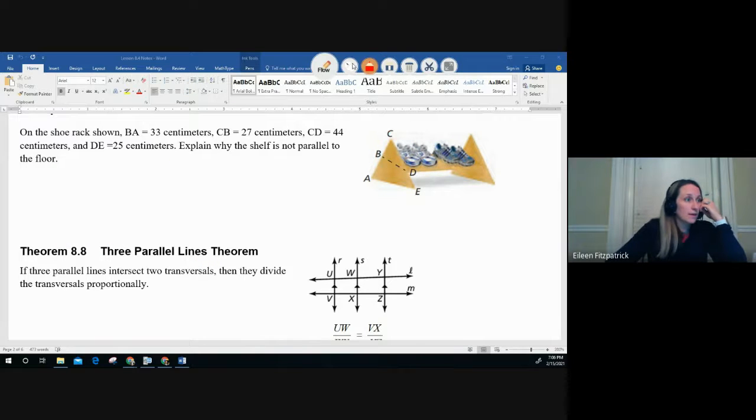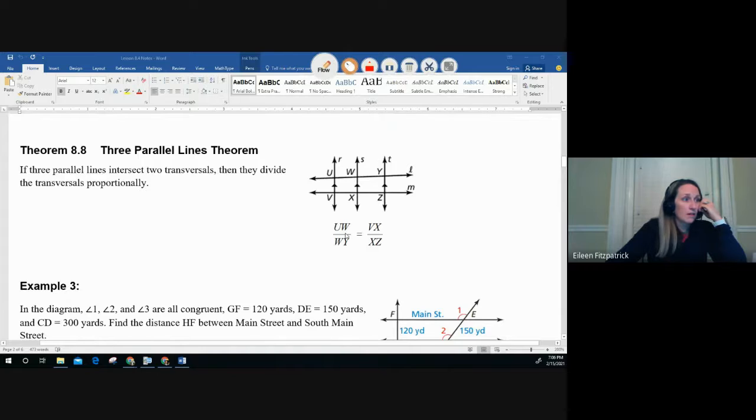All right. Theorem 8.8, the 3 parallel lines theorem. This says that if you have 3 parallel lines that are intersecting 2 transversals, then the transversals are being divided proportionally. Okay. Pretty much same kind of thing with this. You can set up a bunch of different proportions. Don't crisscross. Okay. Do not cross.